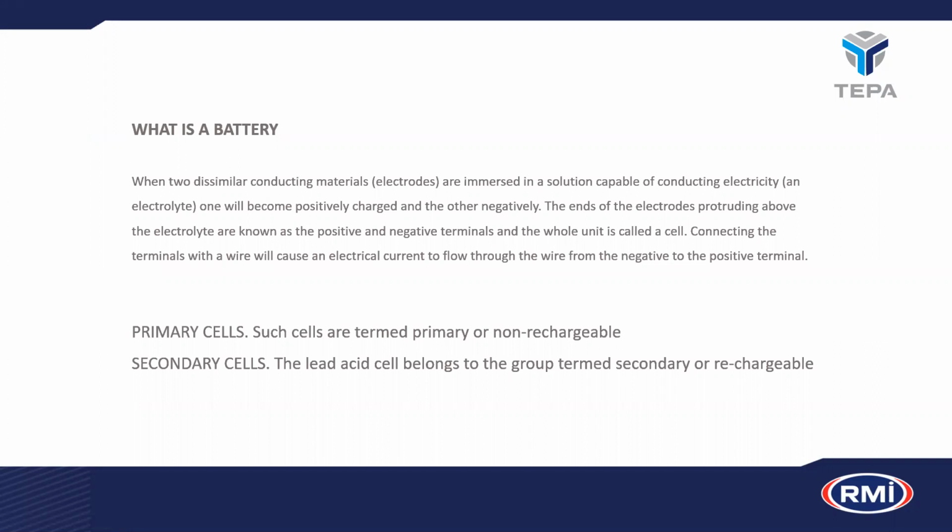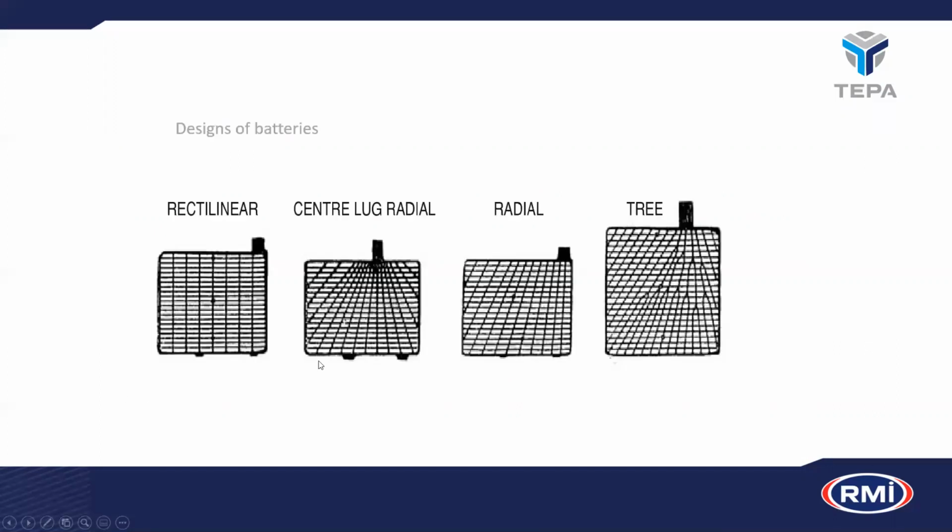In terms of cell designs, just quickly having a look at a couple of different designs that are out there, some of them more modern than others. There's the rectilinear, which is the very old-fashioned style, the radial, which is the third one in the line, which was a more modern design. The center lug radial was very effective, but then along came the tree design. The tree design was the most recent, and when I say most recent, probably in the last 40 years. In lead acid battery terminology, that is probably the most recent.